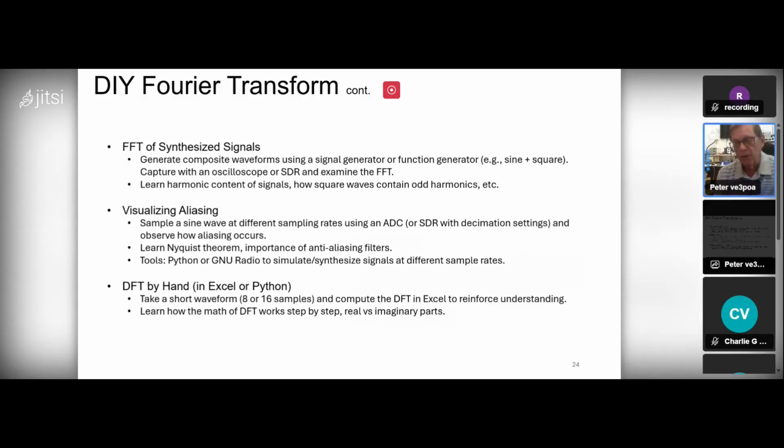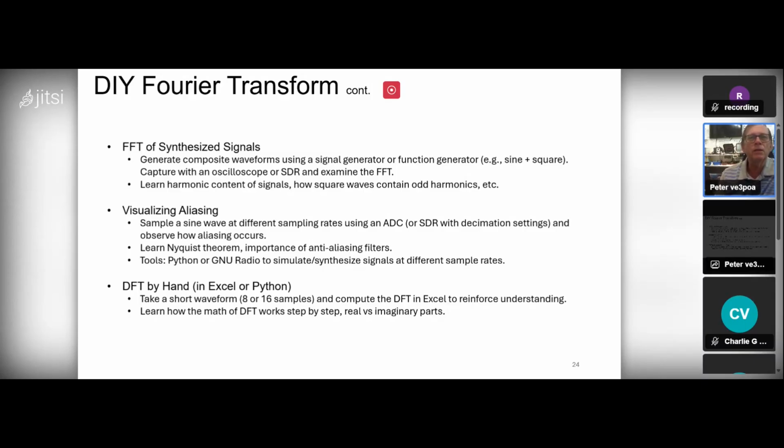So here, like I said, are some experimental ideas that we can try on our benches. FFT of synthesized signals, learning the harmonic content of signals and how square waves contain odd harmonics. Visualizing aliasing, that'll be a good one to try: sample a sine wave at different sampling rates on the ADC and then observe the results. And of course, with GNU Radio, which is free, that should be relatively easy to do.